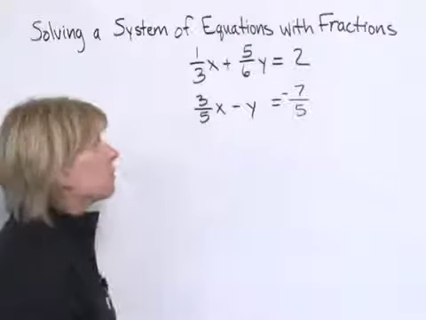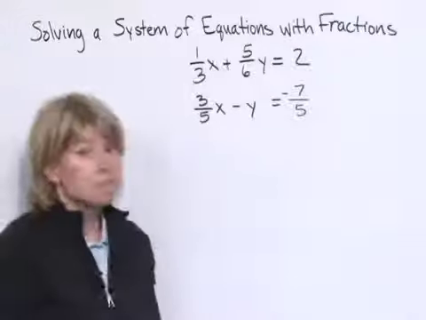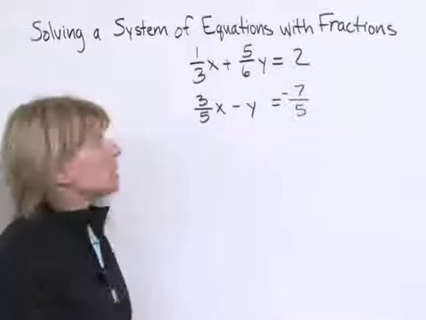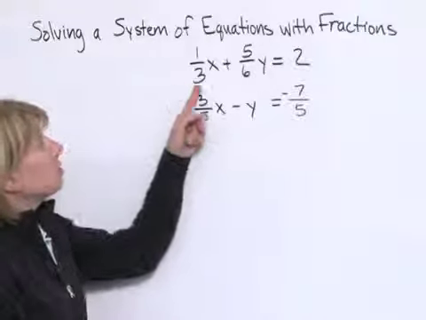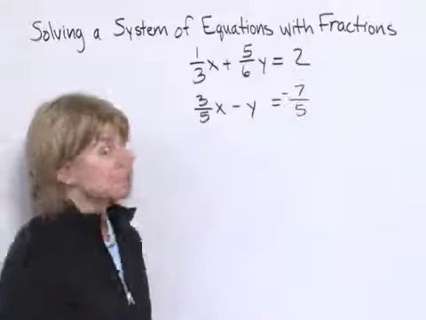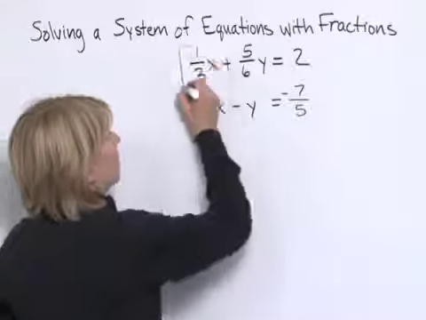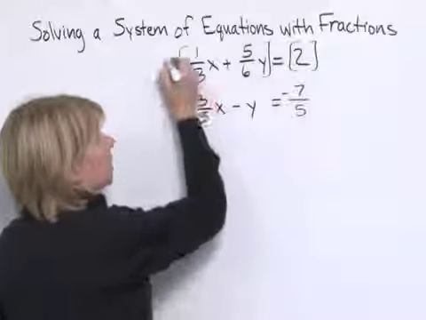So here's our system of equations that we want to solve. Notice each equation contains fractions. Let's multiply each by its LCD to clear the fractions. In our first equation, our denominators are 3 and 6, so our LCD will be 6. To clear the fractions, we multiply each side by 6.